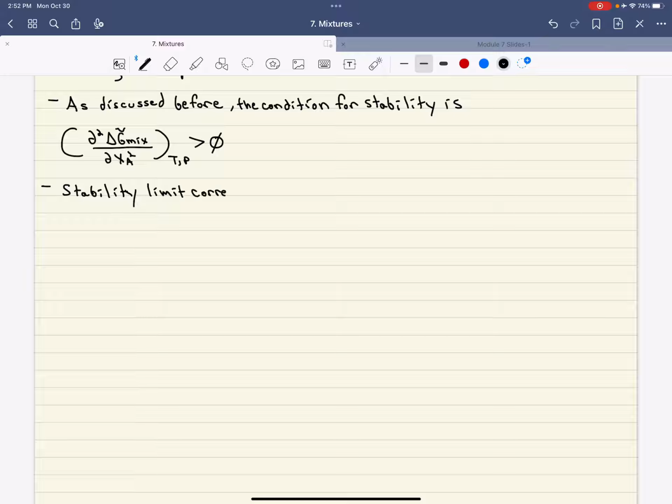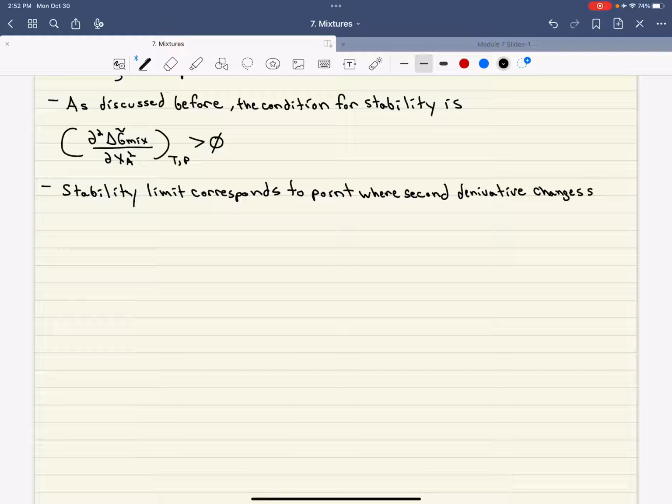So it corresponds to the point where the second derivative changes sign, right? Or in other words, the second derivative of delta G mixing is equal to 0. Okay?